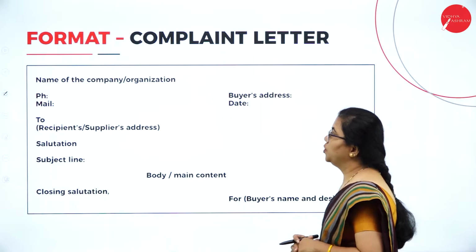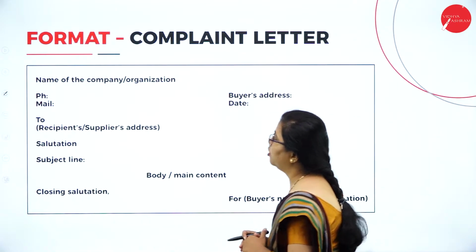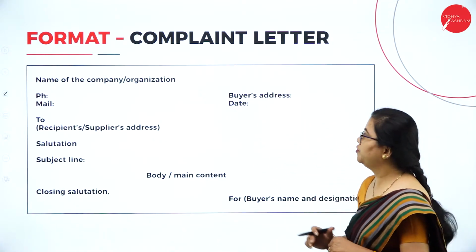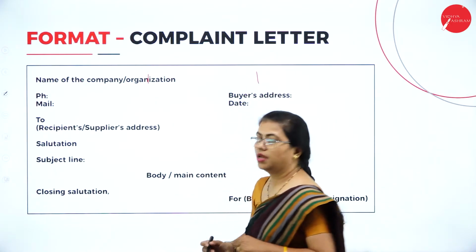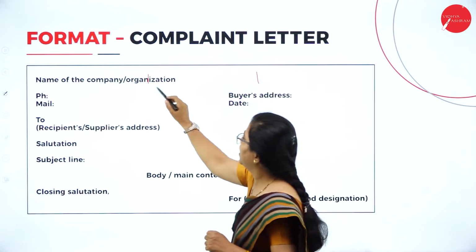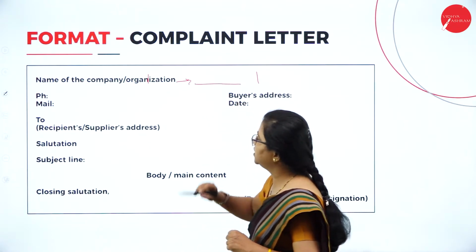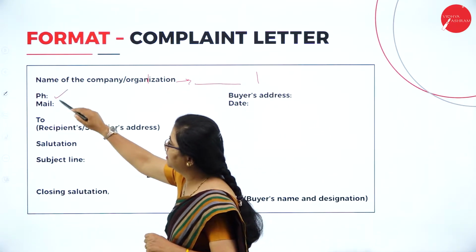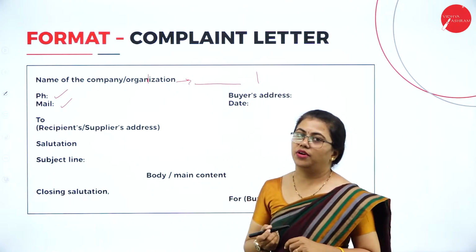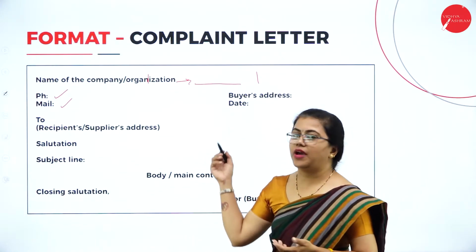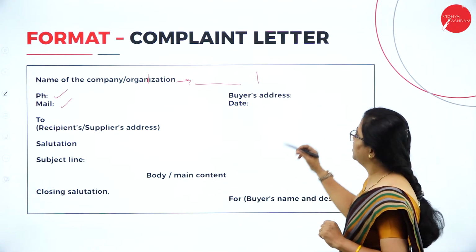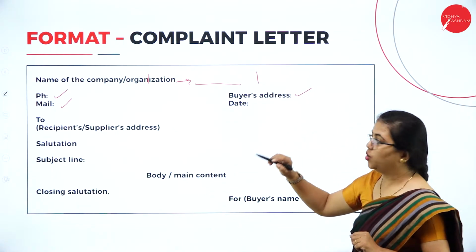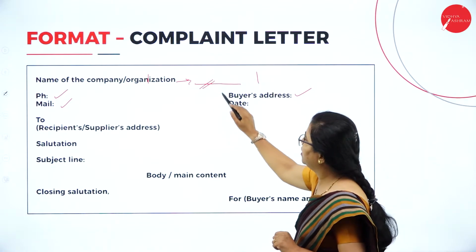First, it should start with the name of the company. The name of the company should be written in the center of the box. So the name of the organization will be written in the center. Then the phone and mail ID, if at all there is one, should be there. And fax also, a few people will have that, and it can be included. Apart from that, you need to have the buyer's address. So name will be here, address will be here.